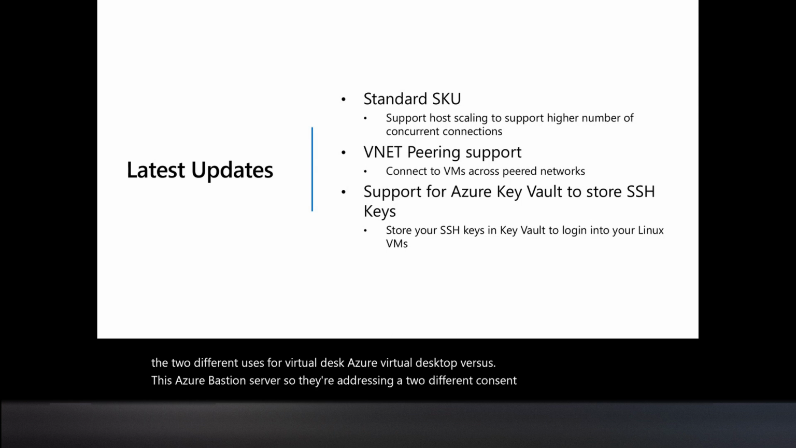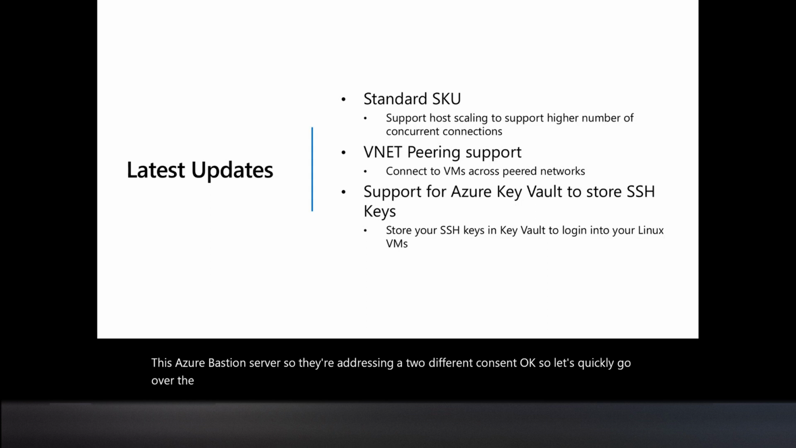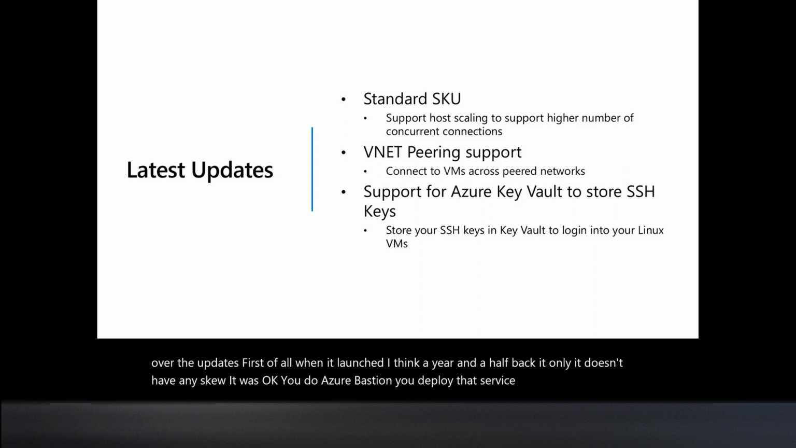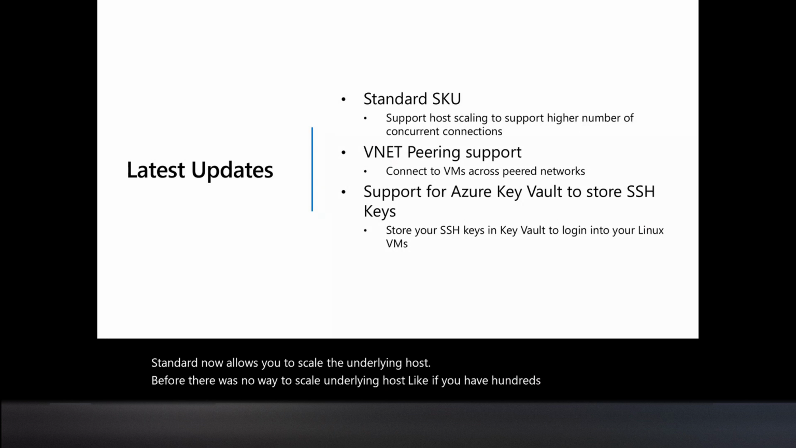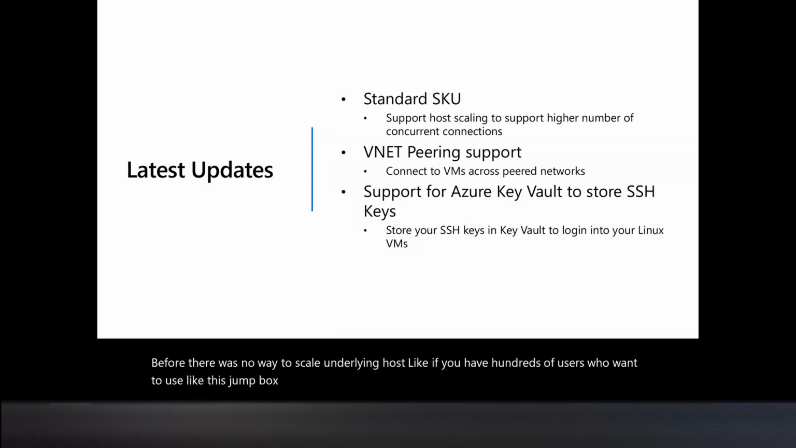Okay, so let's quickly go over the updates. First of all, when it launched, I think a year and a half back, it didn't have any SKU. You just deployed the Azure Bastion service. Now it has two SKUs: Basic, which is the original one, and they added a Standard. What is the key difference? Standard now allows you to scale the underlying host. Before, there was no way to scale underlying hosts. If you have hundreds of users who want to use this jump box type functionality, there was no way to scale the underlying host so it can support that many users.